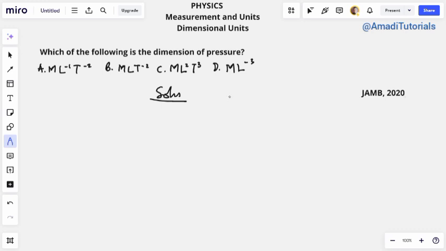Take for instance, if you are to measure a length, the SI unit of any form of length, whether you call it a height, a distance, or a breadth, whatever you call it, so far it is just from one position to another along a straight line. So the unit for length is meter. That's the SI unit for length.